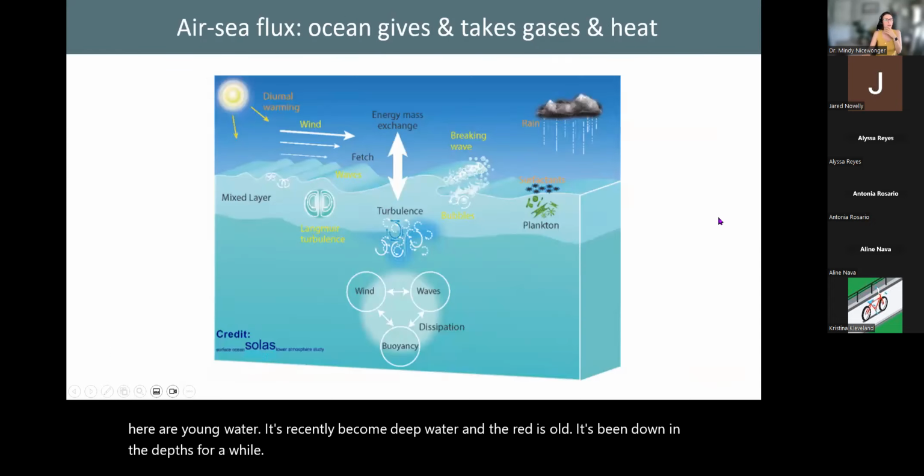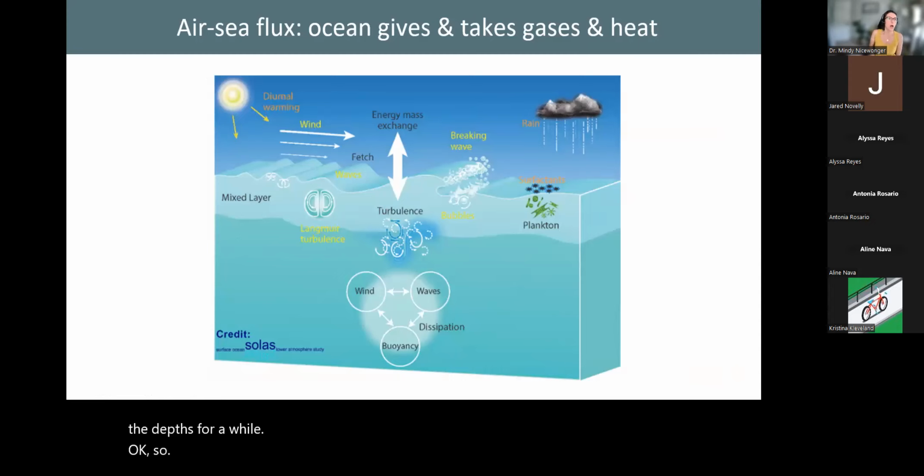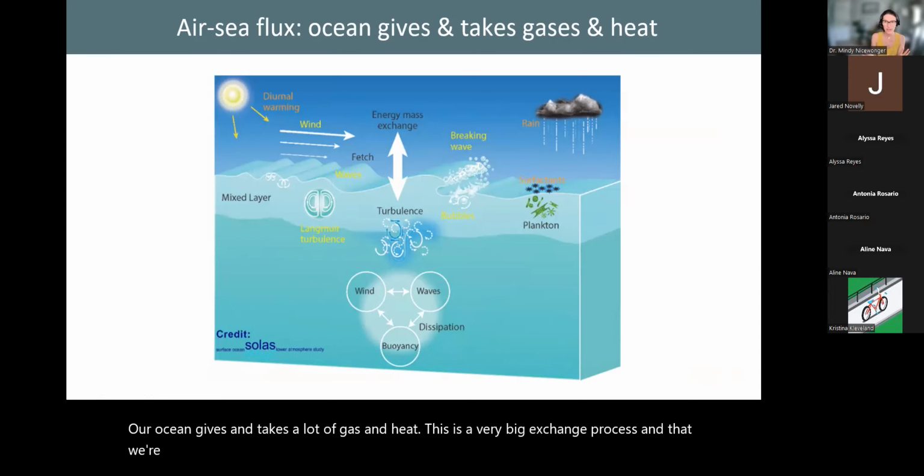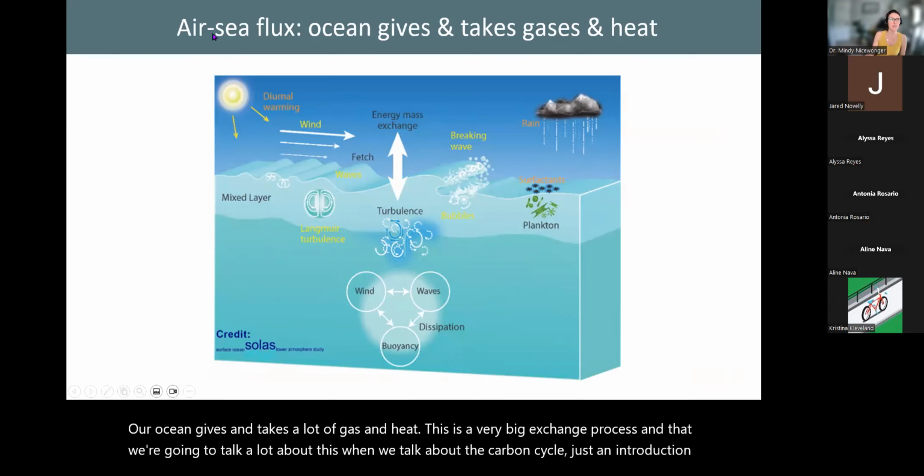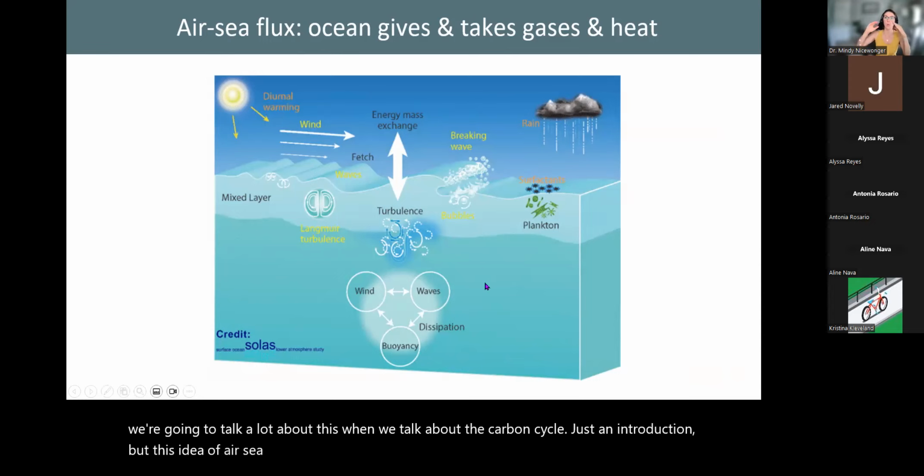Okay, so our ocean gives and takes a lot of gas and heat. This is a very big exchange process, and we're going to talk a lot about this when we talk about the carbon cycle, just an introduction. But this idea of air-sea flux, that we're moving energy and materials between the atmosphere and the ocean.